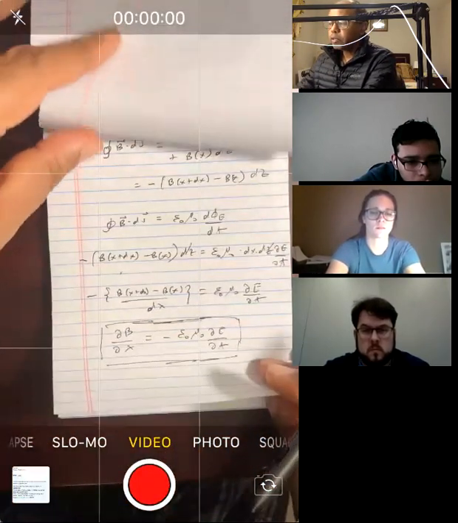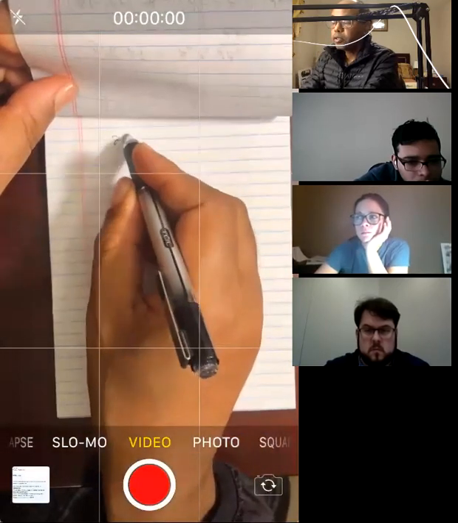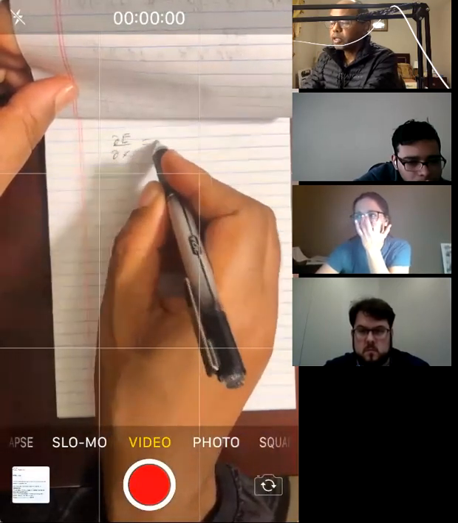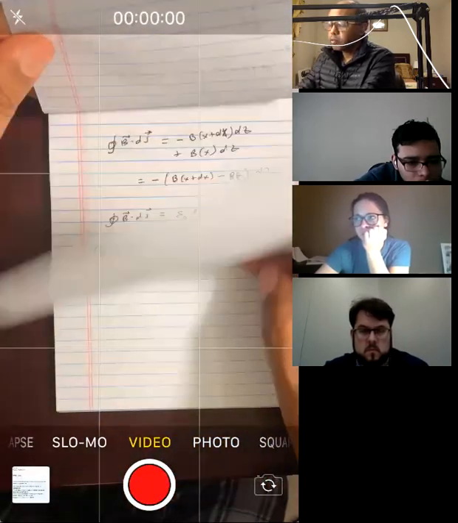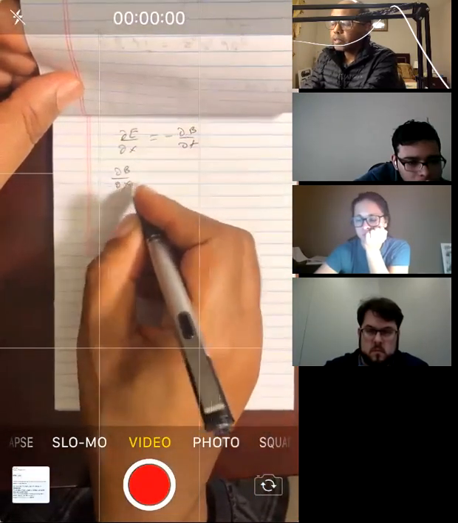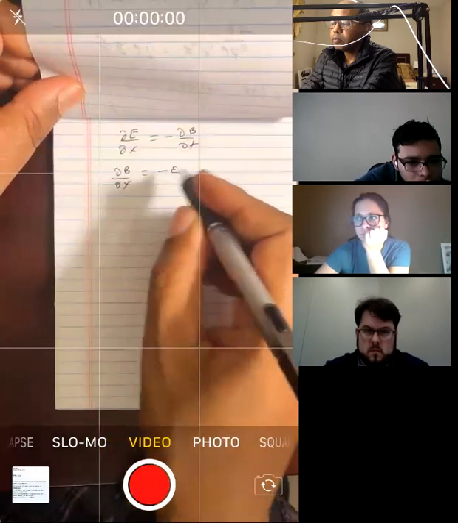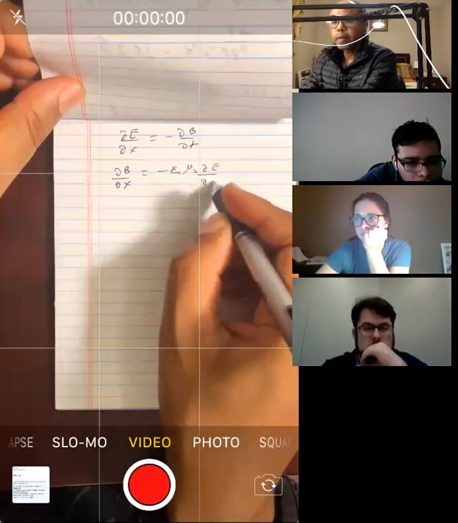So let me put them together over here. They're symmetric equations. We have the following. The partial derivative of E with respect to position equals the negative of the partial derivative of B with respect to time. And the second one is the partial derivative of B with respect to x equals negative epsilon mu naught times the partial derivative of electric field with respect to time, okay?